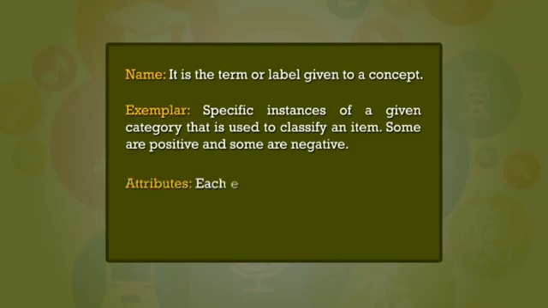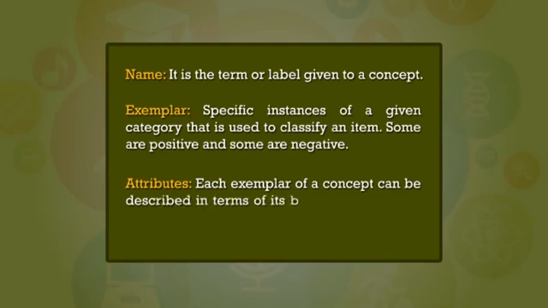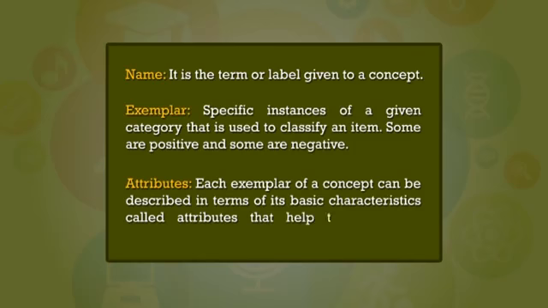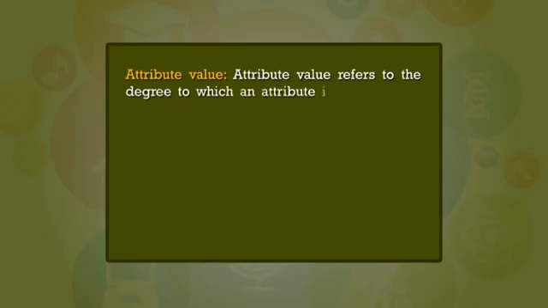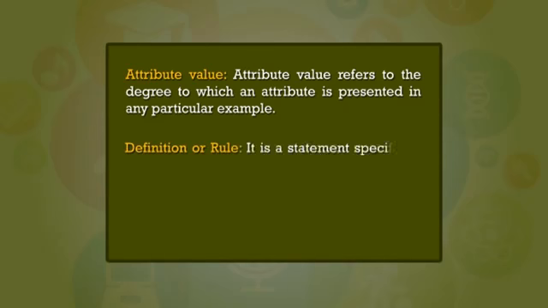Attributes means each exemplar of a concept can be described in terms of its basic characteristics, called attributes, that help to distinguish instances of the concept from non-instances. Attribute value refers to the degree to which an attribute is present in any particular example. And the definition or rule is a statement specifying the essential attributes of a concept.